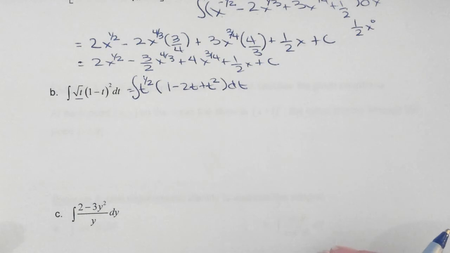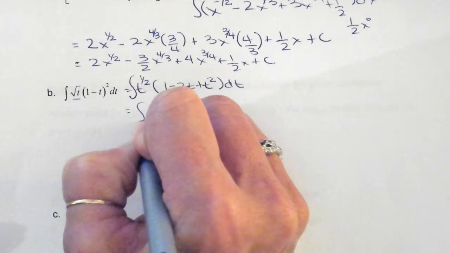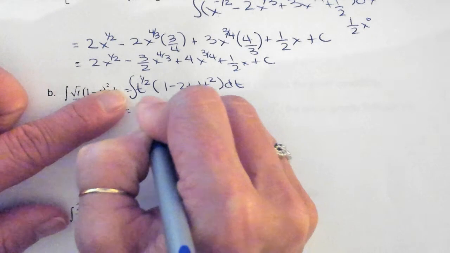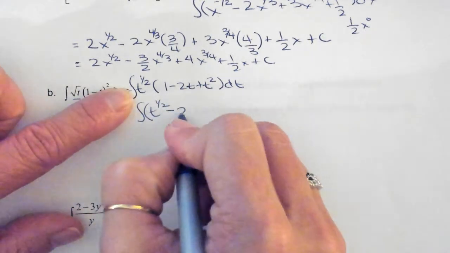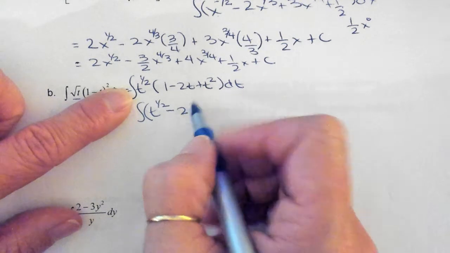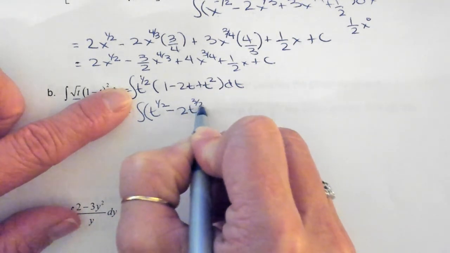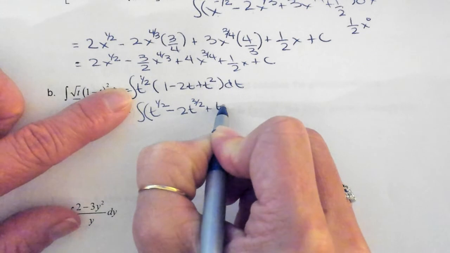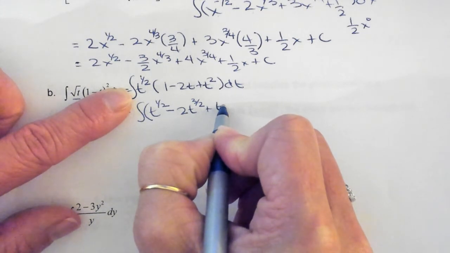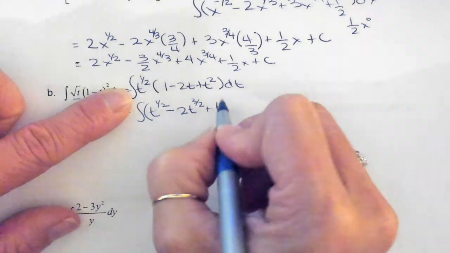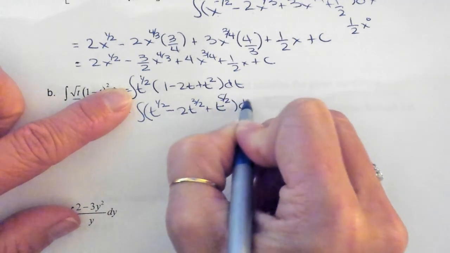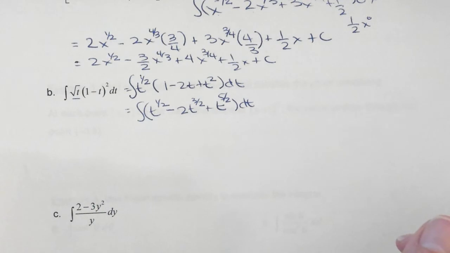When I distribute, if your bases are the same and you are multiplying, what do you do to your exponents? You add them. So this is the integral of t to the 1/2, minus 2t to what power? 3/2. Plus t to what power? It's 5/2. So I haven't even integrated yet. There's a lot of prep that goes into this. Are we ready to integrate now?